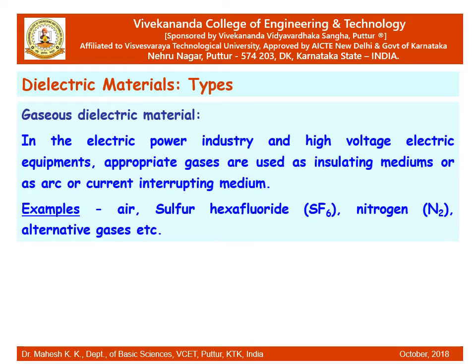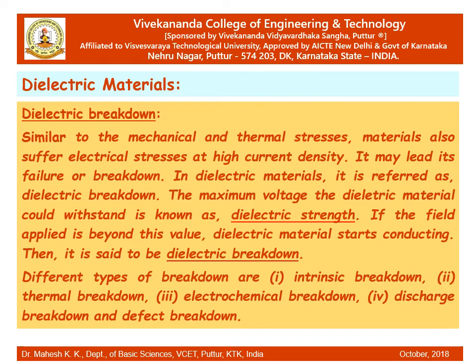Gaseous dielectric materials are used in the electric power industry and high voltage electric equipment as insulating mediums or as arc or current interrupting mediums. Examples are air, sulfur hexafluoride, also called SF6 commercially, nitrogen N2, or any other alternative gas. As I mentioned previously, I will have to explain what dielectric breakdown is. Let us see that.